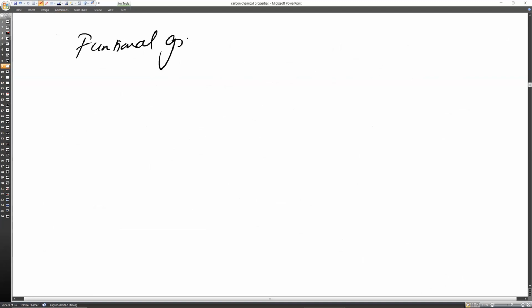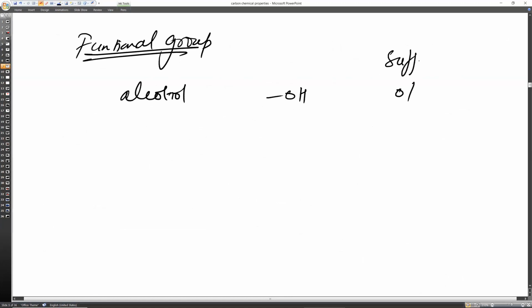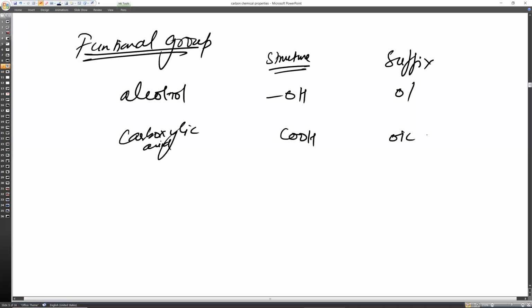the functional group, OH is a functional group and it is of alcohol. So the name of the functional group is alcohol. Its suffix is "ol". Its structure is like this, OH. The next one is carboxylic acid, it is COOH. Its suffix is oic acid.